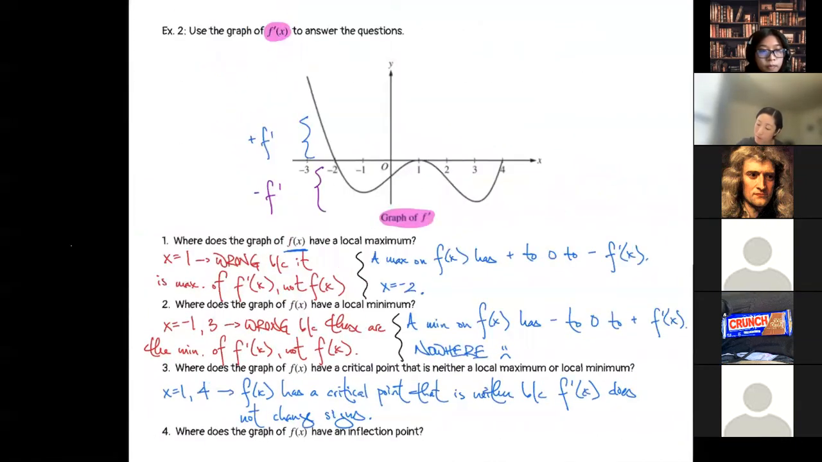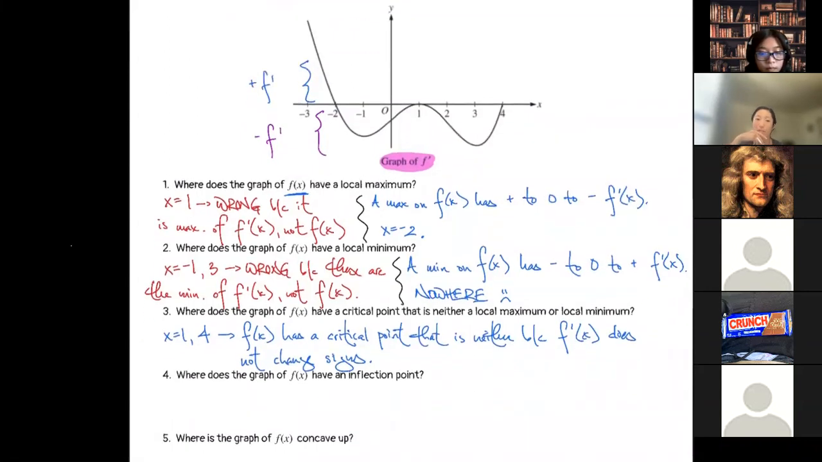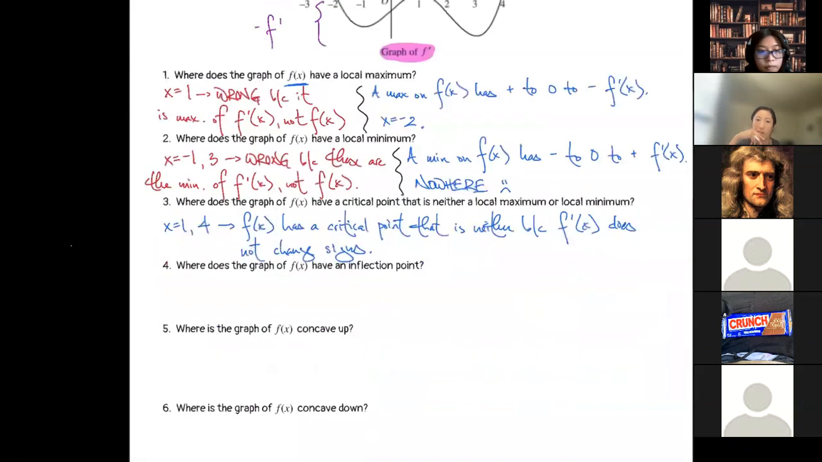So these first 3 questions here are all about reading f prime. And our next 3 questions will be talking about f double prime. Okay. Let's take a look at these next 3 questions. Where does the graph of f of x have an inflection point? Where is the graph of f of x concave up? And where is the graph of f of x concave down? Okay.